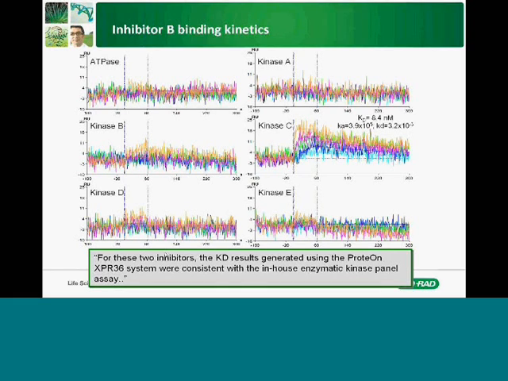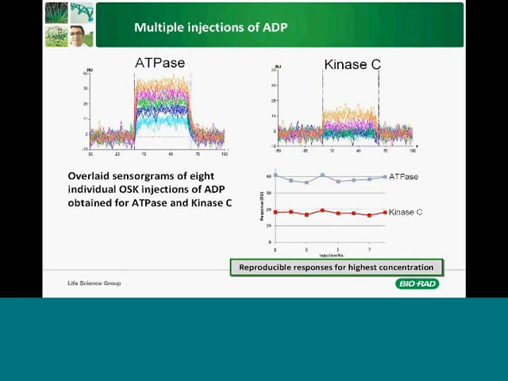Just last thing that they did, they wanted to test the repeatability of the assay. So they performed a one-shot kinetic assay of ADP. They injected 5 or 6 different concentrations of ADP, and they performed this 8 times consecutively and measured the binding for the ATPase and for kinase C.